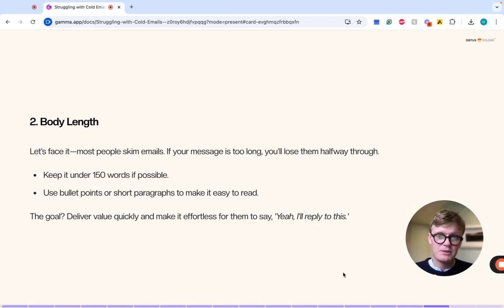And then also think about using bullet points or short paragraphs to make it easy to read. Basically, the main goal, and don't lose sight of this, is to deliver quick value and make it effortless for them to say, yes, I'll reply to this.